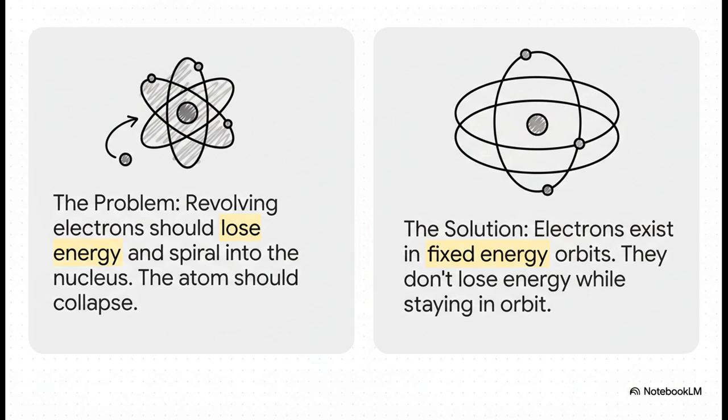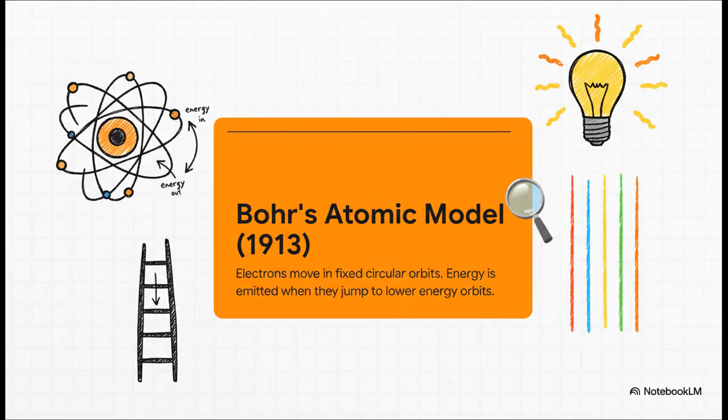But they don't. The solution, which came from Niels Bohr, was just radical. Maybe the rules inside an atom are just different. He proposed that electrons could only exist in very specific, fixed energy levels, or orbits, and while they're in one, they don't lose any energy at all. And this is the core of Bohr's incredible idea.